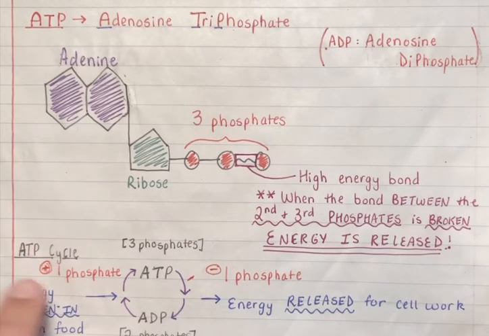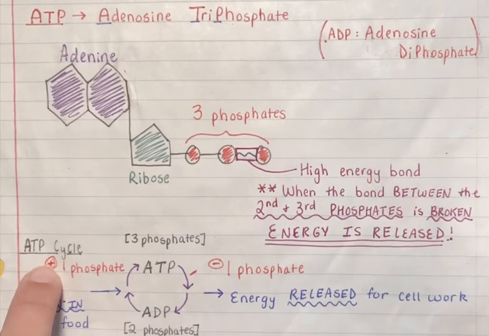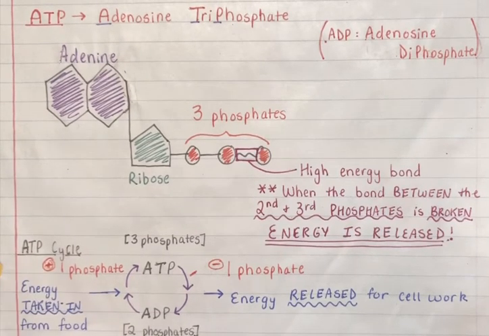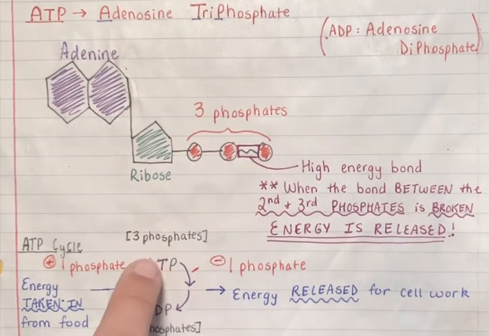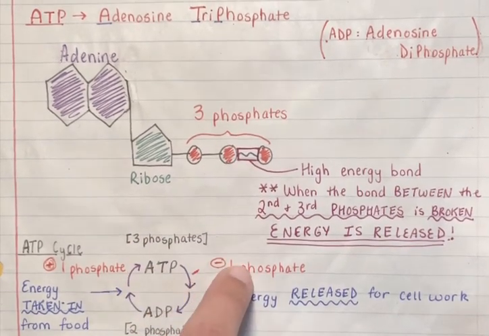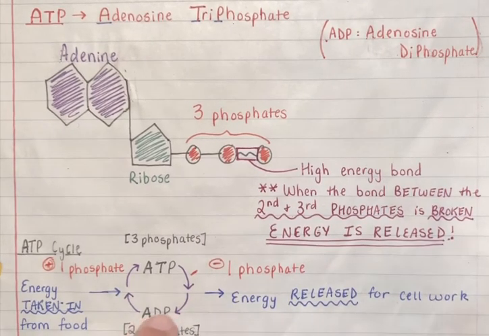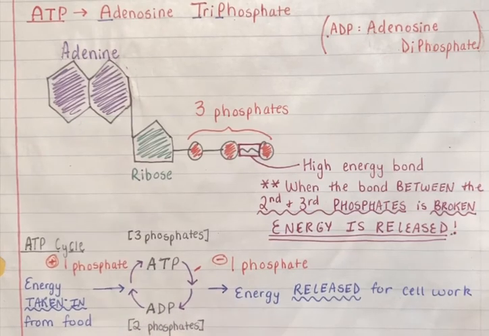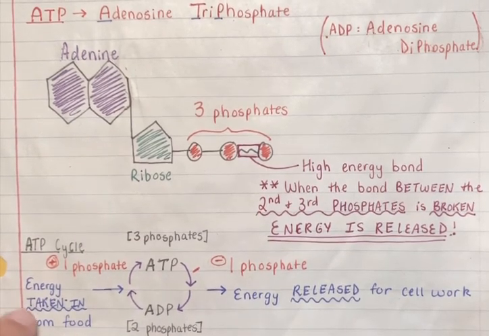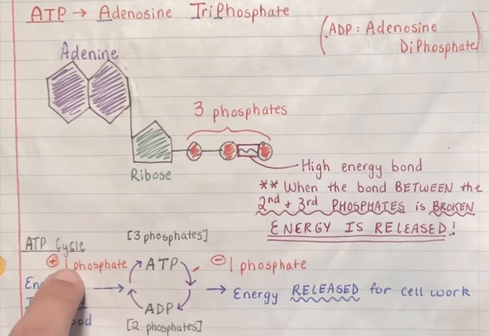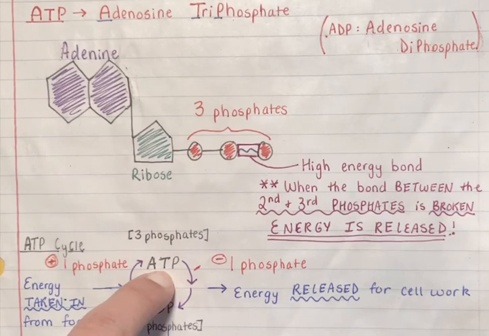Now, as we've talked about our water cycle, our carbon cycle, all right, ATP is also in a cycle. So we start off with our ATP. That second and third phosphate bond is broken, so we're losing a phosphate. The energy is released for cell work. And we end up with ADP, which has 2 phosphates. You eat some food, all right, so energy is taken in from food. You're adding a phosphate back to this group, which gives us ATP again.